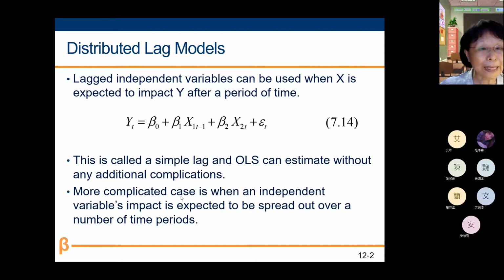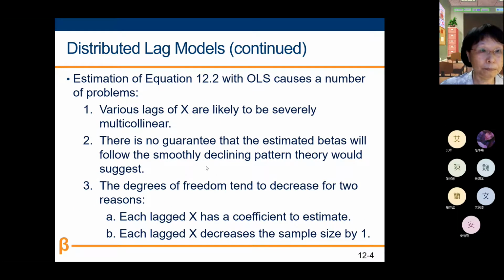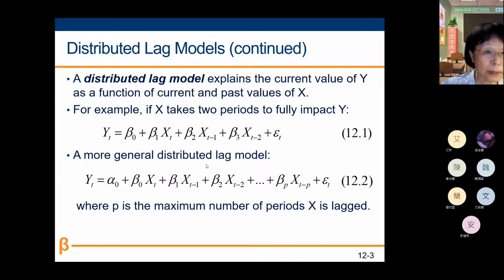We do have a more complicated case, when the independent variable's impact is expected to be spread out over a number of time periods. It is something like this. Let's see. How do you explain beta 1 and beta 2 in the 12.1 equation?